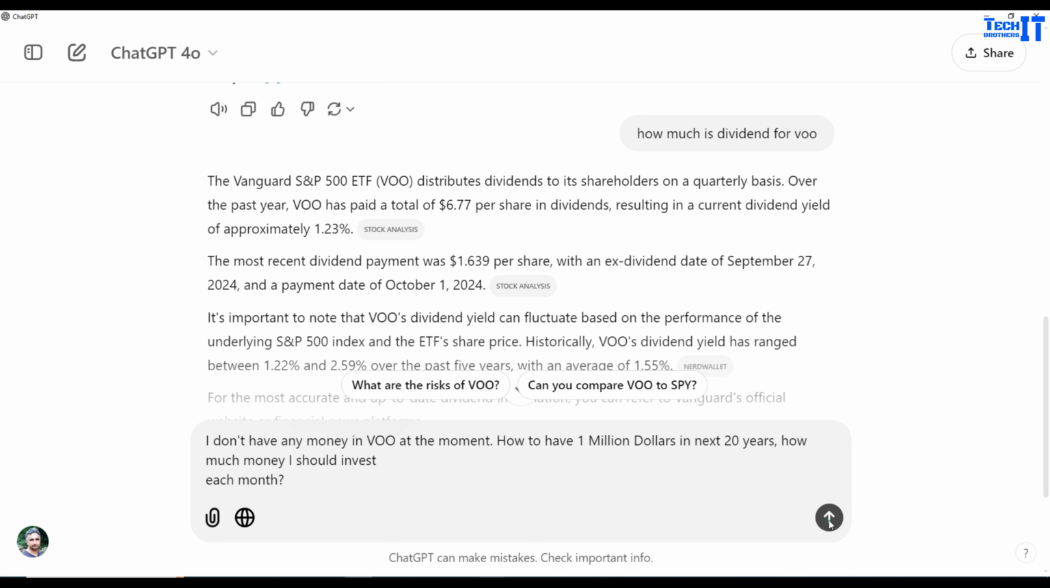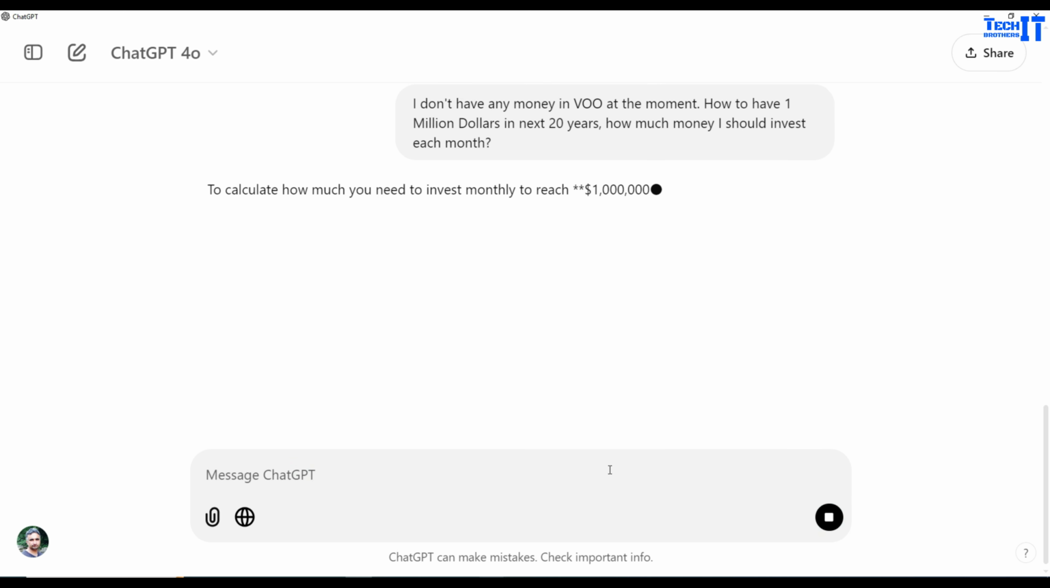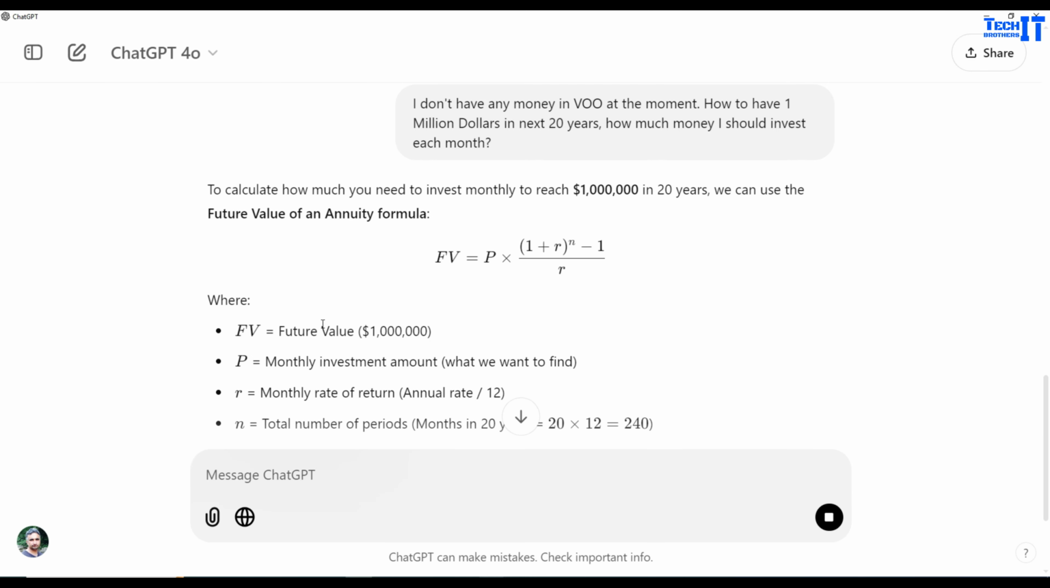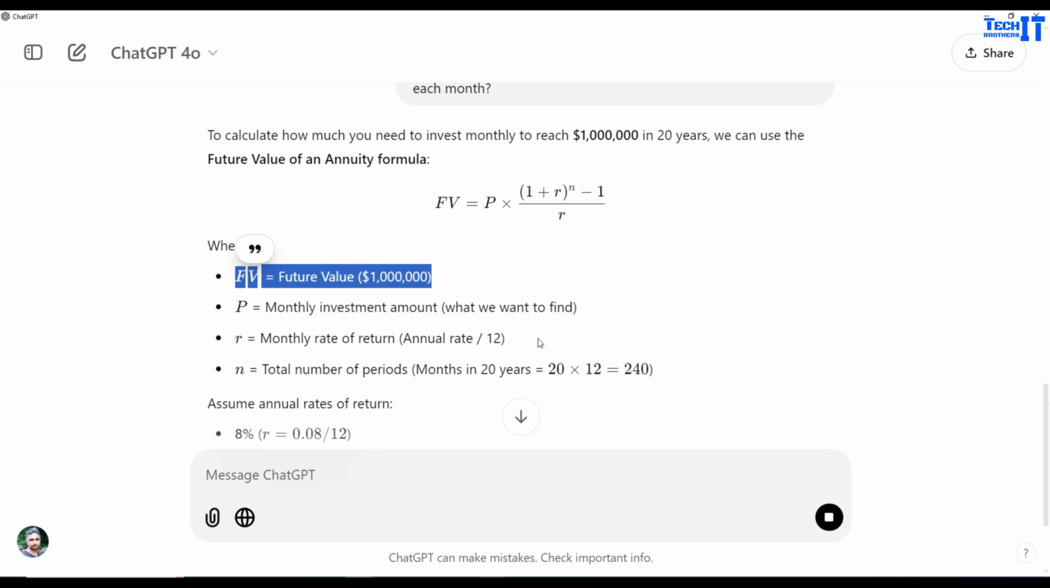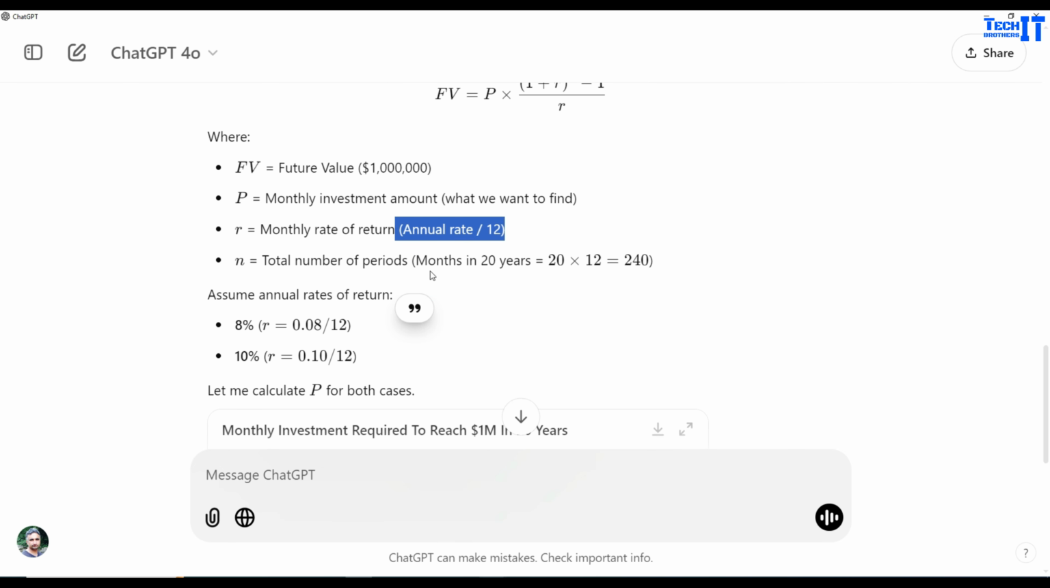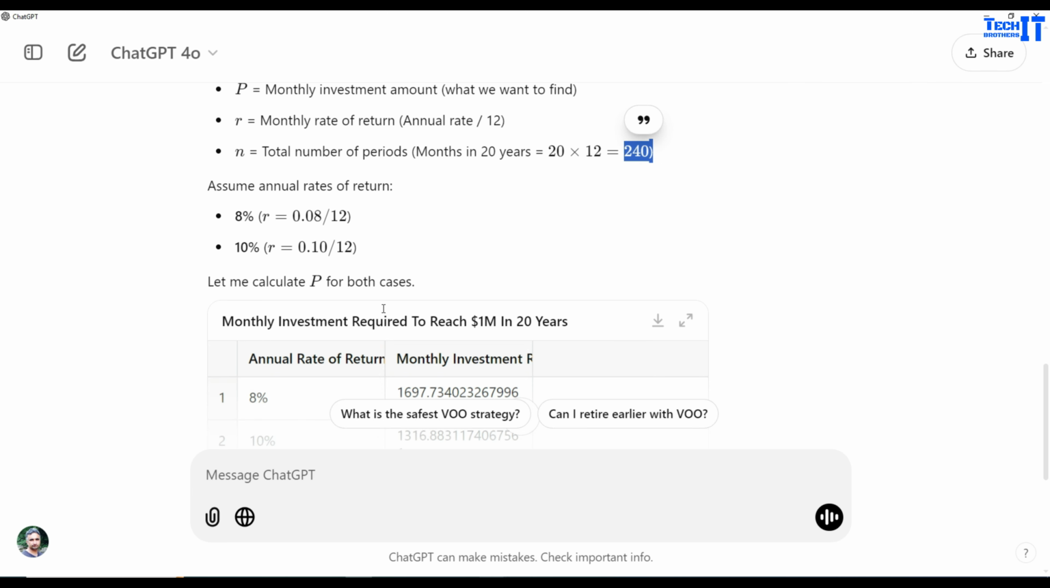Okay, so if I paste that, let's see if it will give me some amount that I need to invest on a monthly basis. Future value 1 million. Yes, I want that. 1 million sounds good to me. Monthly investment, I have no idea about that, so we have to find it. Okay, rate of return annual 12% is considered, so total number of months, 20 years multiplied by 12, 240 months, and now 8% and 10%, hopefully 10%.